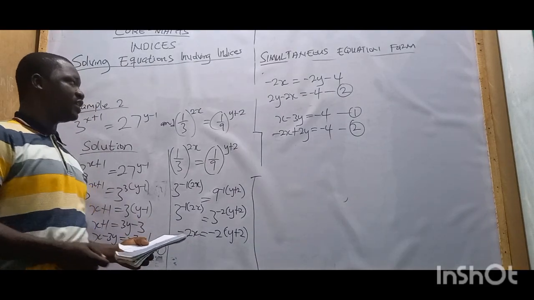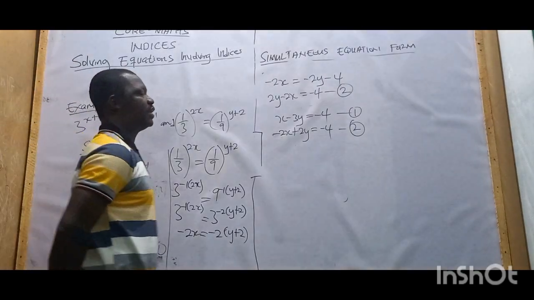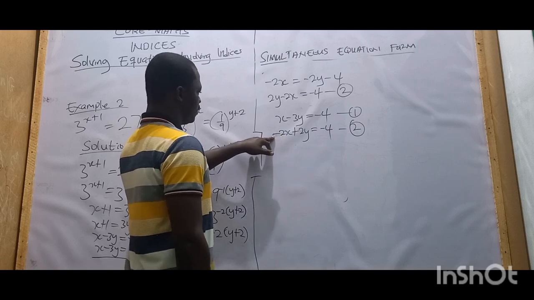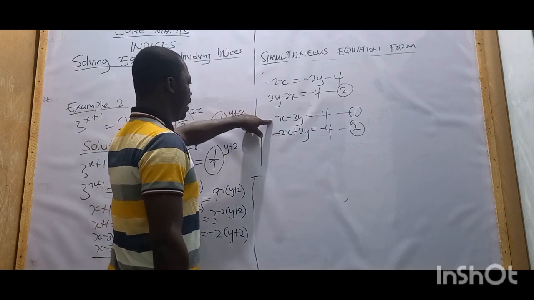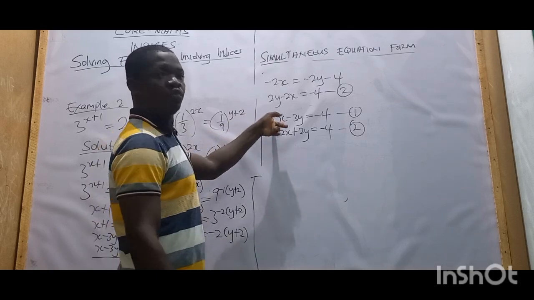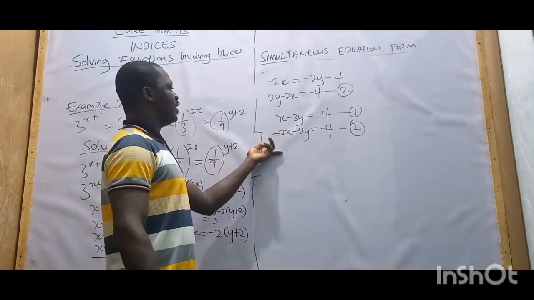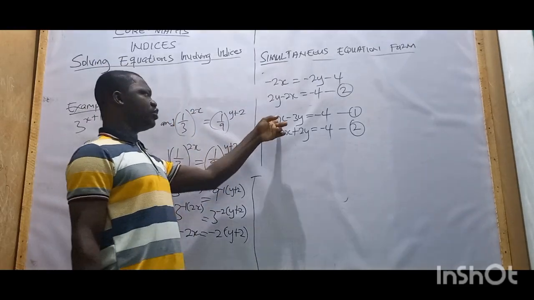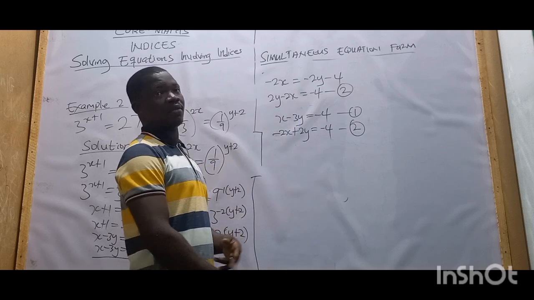So this one, as I said, you just use the elimination method, which is very simple. So if you check this, if you multiply the equation 1 by 2, here will be positive 2x, here will be negative 2x, and it will cancel out. So anytime you have two simultaneous equations, check which one you can multiply so that you can eliminate one of them.